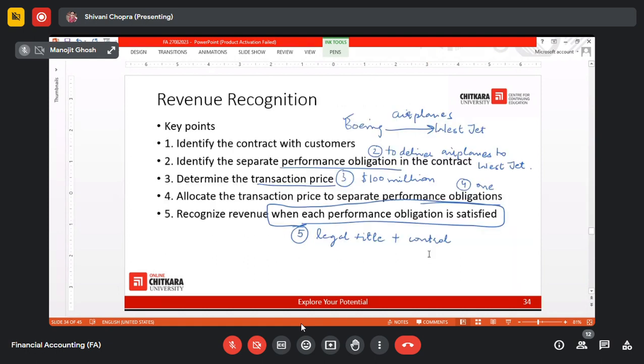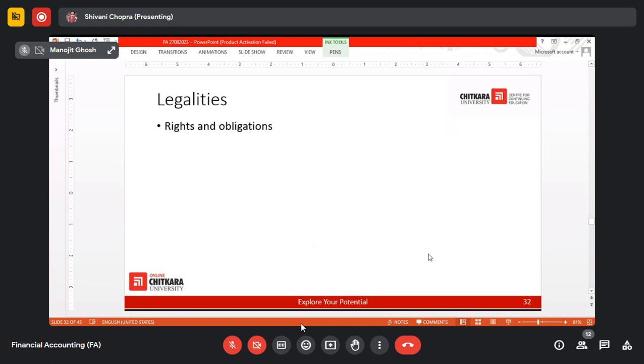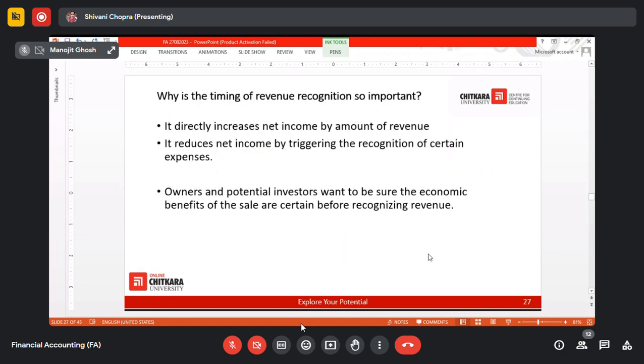This is about revenue recognition, but the points that are important here, with which we started our discussion: what is the most important point? The fifth point is the most important point. The timing of revenue recognition is important. Now we understand that we can recognize revenue, but when should I recognize the revenue and how much revenue should I recognize? So, why is the timing important?